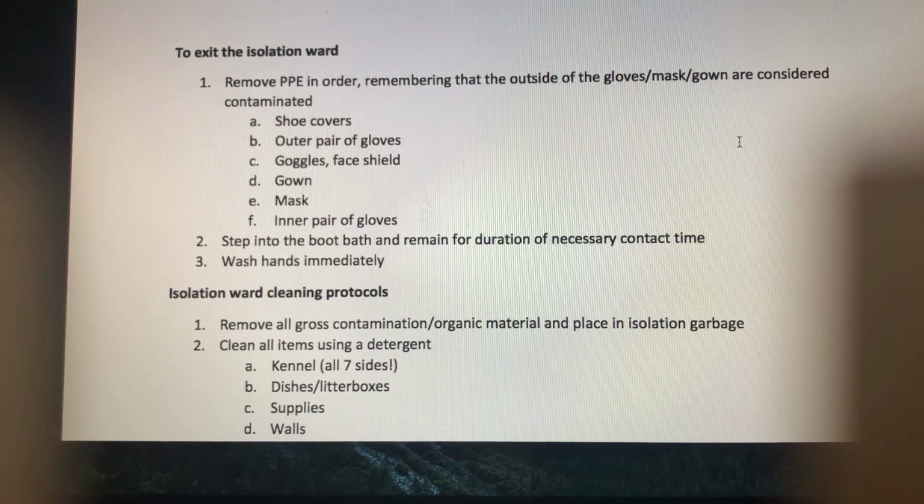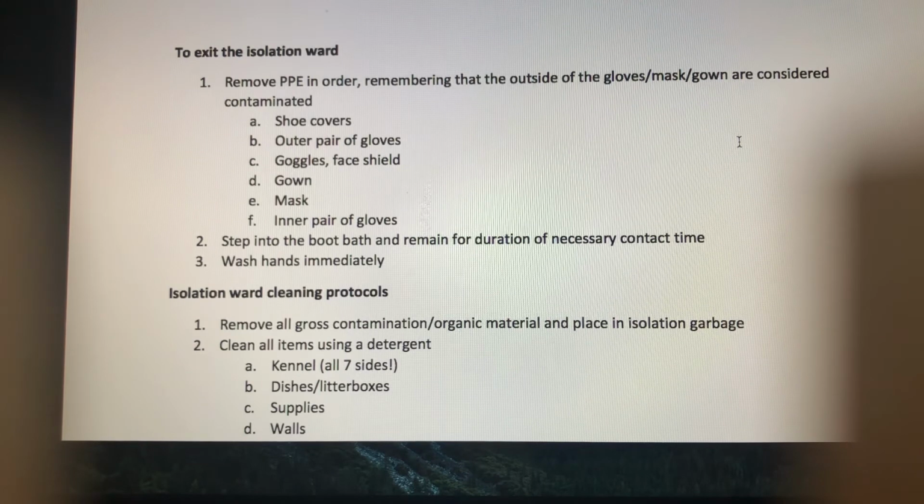Ideally, again, pretend that the outside of that mask is smeared with poop. Do you really want to touch that? No, not really. So you untie your mask and don't touch the actual part that's in front of your face. You can untie your mask, touching just the ties at the back of your head, and direct that into the garbage. And then you can remove your inner pair of gloves, again using that technique so that you're not contaminating your actual hands.